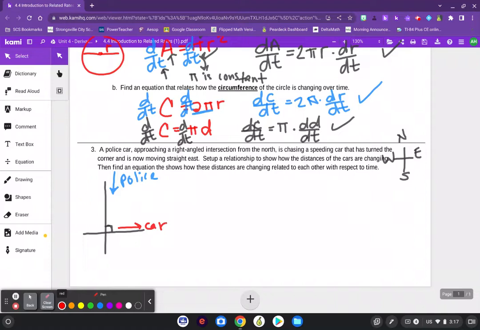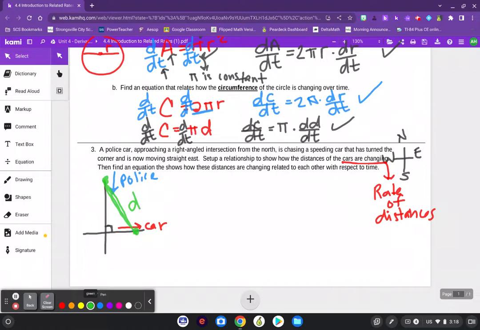Set up a relationship to show how the distances of the cars are changing. Again, we're looking at a rate here. We're looking at the rate of the distances between these two vehicles. The distance between these two vehicles, we'll go green. So if I have my police car here and my car that it's chasing here, the distance between them is this right here. The hypotenuse of that right triangle. Then find an equation that shows how these distances are changing related to each other with respect to time. So again, this feels very much like I'm finding a derivative.